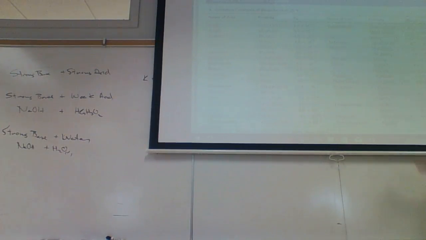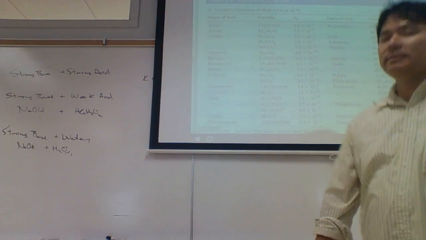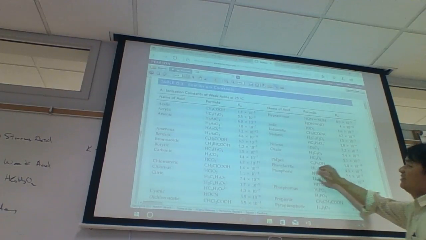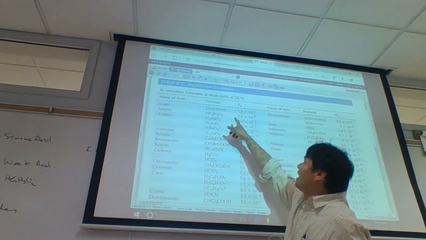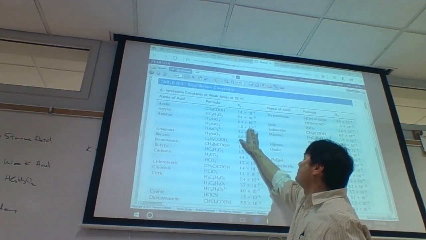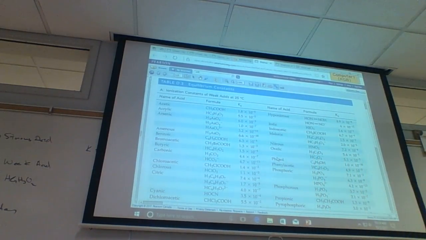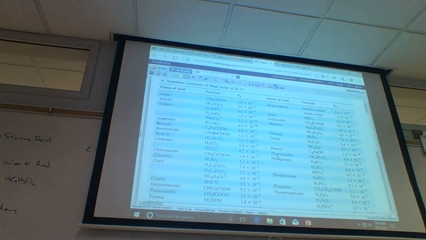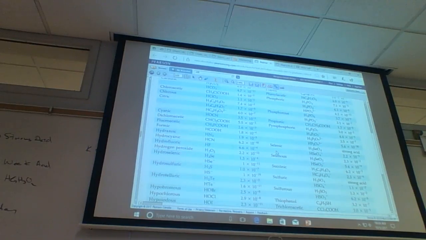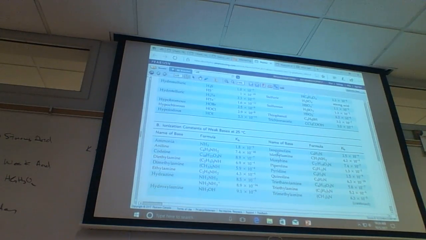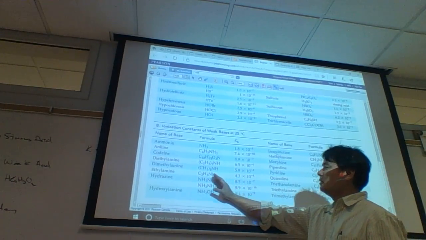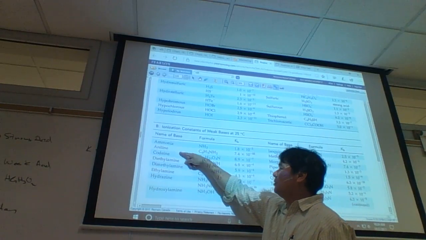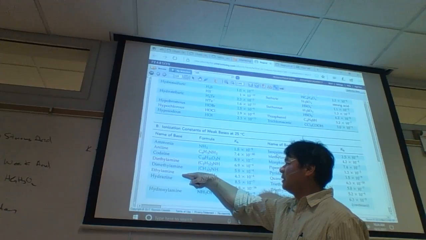So let's take a closer look at appendix D here. We have table D3. Table D3 is the Kas for weak acids. These are also called ionization constants, or hydrolysis. But I have a chart of Kas, and I told you we have to calculate the Kbs, but we don't have to calculate the Kbs for everything. You know what these class of compounds are called? Aniline, codeine, diethylamine, dimethylamine, ethylamine, hydrazine.